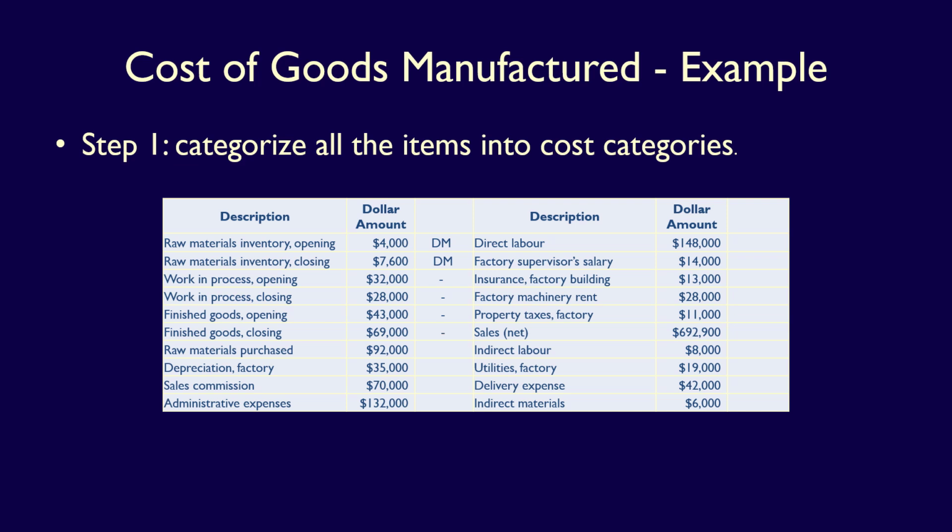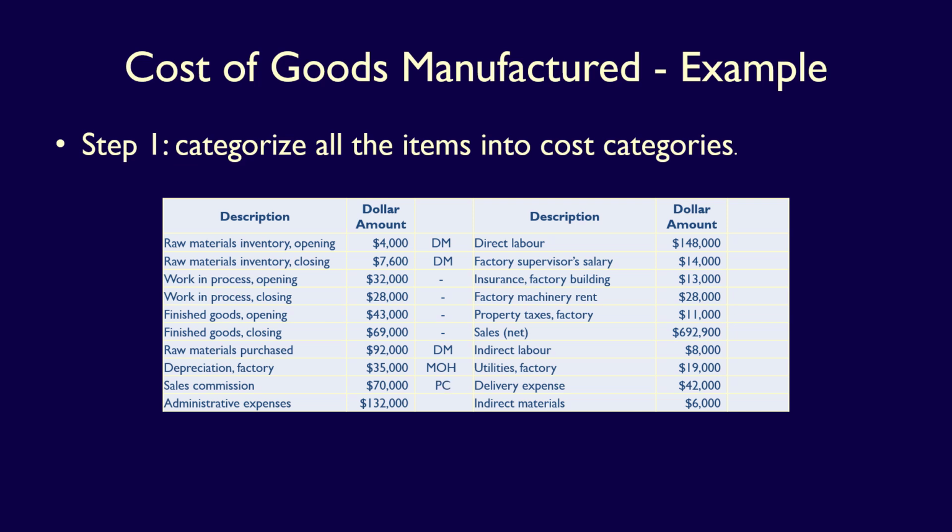Next, we see finished goods, opening and closing. These items belong in the cost of goods sold statement to calculate the cost of goods sold, so we'll leave these blank for now too. Raw materials purchased is part of direct materials, so we'll denote it with a DM. Depreciation factory is an indirect cost of producing a product. After all, we can't produce a product without equipment, and depreciation is the cost of that equipment's use. It's part of manufacturing overhead because the cost can't be directly traced to the product.